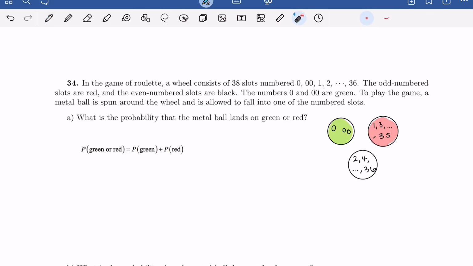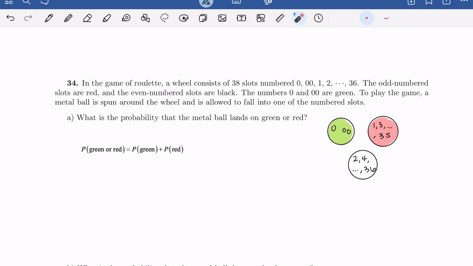Now for this next example, we're going to do something similar, but we're looking at two different rules. So, in the game of roulette, a wheel consists of 38 slots, numbered 0, 00, 1, 2, all the way up to 36. The odd number slots are red, so I have this event here in red. The even numbers are black, I have this one here, and the numbers 0 and 00 are green for this event. To play the game, a metal ball is spun around the wheel and it's allowed to fall into one of the numbered slots.